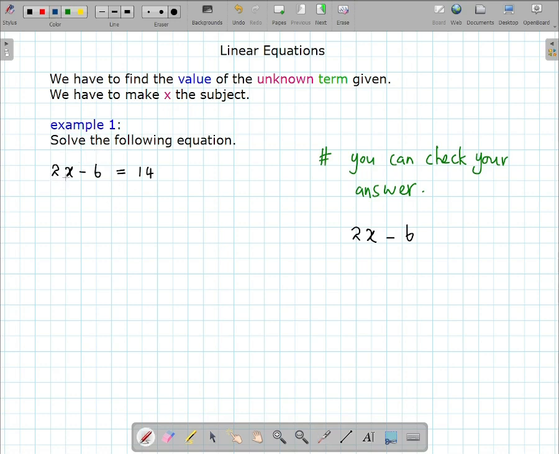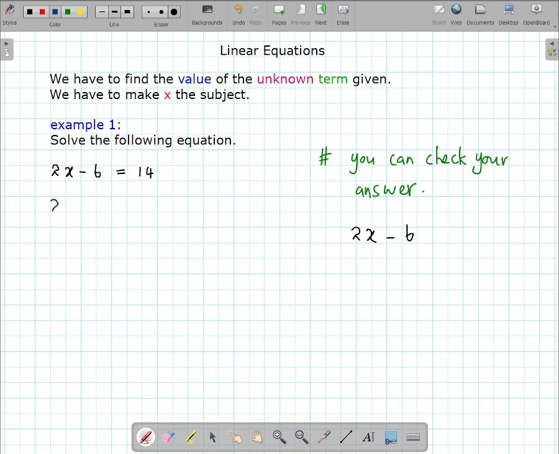That is 2x minus 6 equals 14. So how do you make x the subject? You cannot make x the subject first of all because x is with 2. So we can make 2x the subject. How? In 2x minus 6, we can remove this minus 6. How do you remove minus 6? We can add 6 to both the sides.